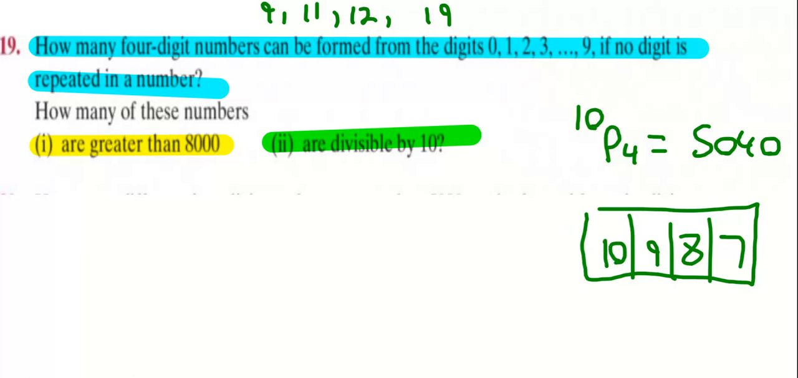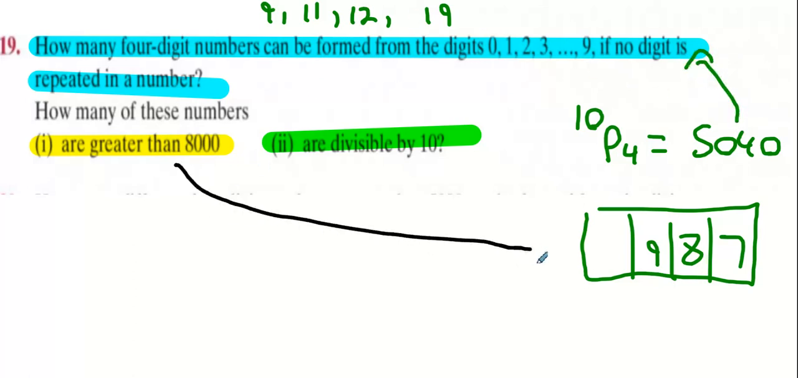Now, how many of these numbers are greater than 8,000? Let's figure that out. So this 5,040 is the answer to the blue one. Now we're trying to answer the yellow one over here. How many numbers are bigger than 8,000? You're only allowed to have 2 choices for the first slot. You're dealing with 8,000s and 9,000s.